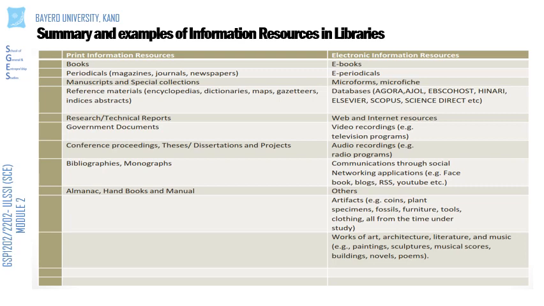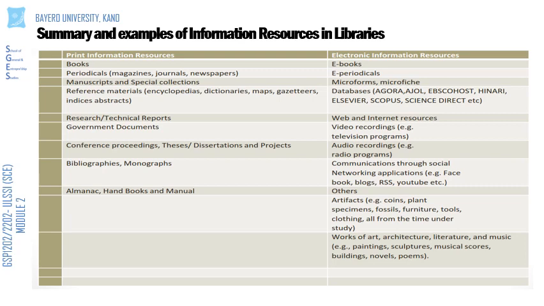Other types of print information resources are the research and technical reports. We have government documents, conference proceedings, theses, dissertations, and projects made by students at the end of their academic years. We also have bibliographies and monographs. All these are examples of print information resources, along with almanacs, handbooks, and manuals.